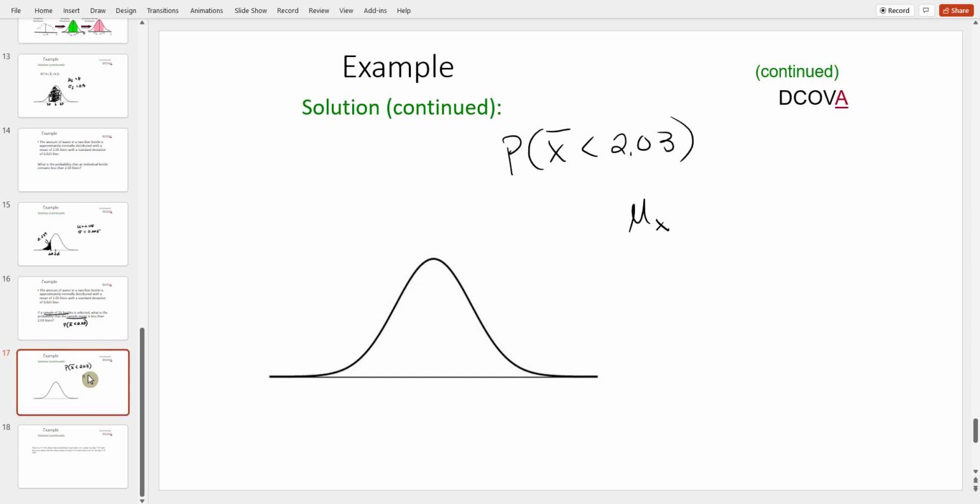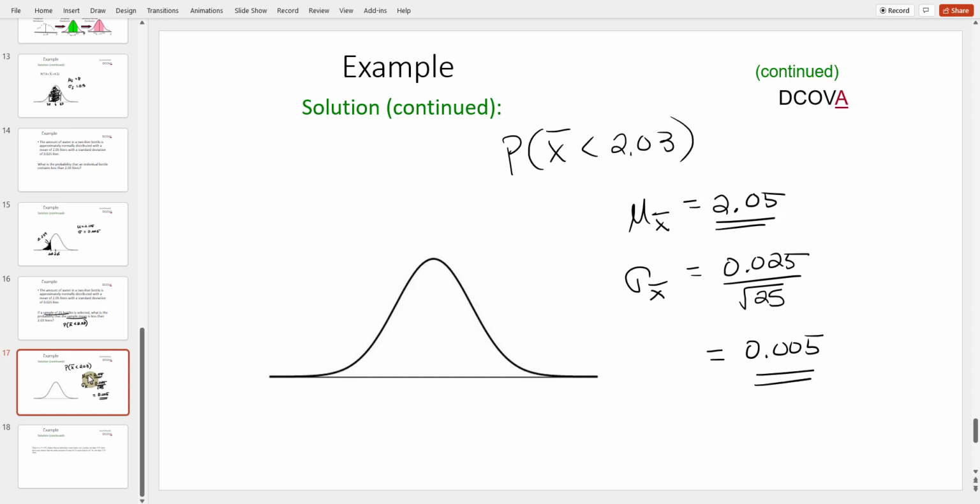Okay. So if that's the case, our mean for this sample is 2.05. Our standard deviation we're going to have to calculate as 0.025 divided by the square root of our sample size, which is 25. When I calculate that out, I get 0.005. So these are the numbers that I'm going to input along with the 2.03. Once again, we're still looking at the same shaded area. We just have a different standard deviation.